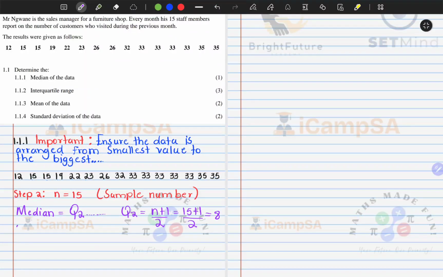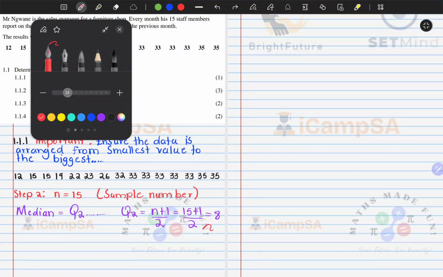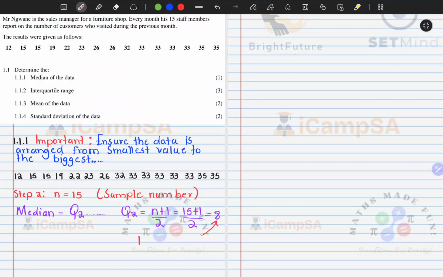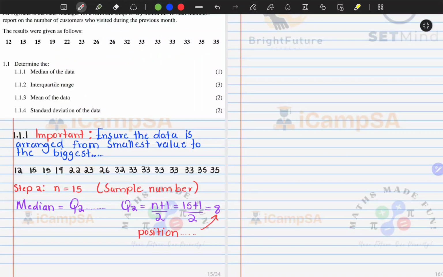So you'll see that we get that number 8 there. But what you need to remember is that this 8 here tells us the position where, after rearranging the data, we are going to be able to read the median. So let's quickly copy this, paste it here, and then go and read our median.